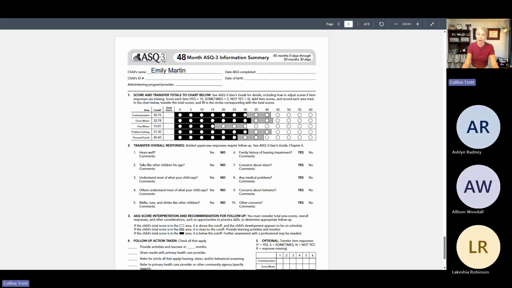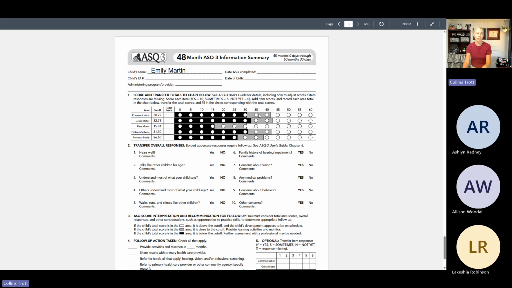So hopefully everybody got those. Communication, 30. Gross motor, 50. Fine motor, 45. Problem solving, 35. Personal social, 30. So after you write your total scores, make sure that you check your boxes, you bubble in your boxes, so we can see where the children are having trouble.